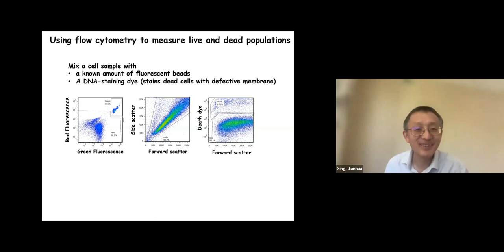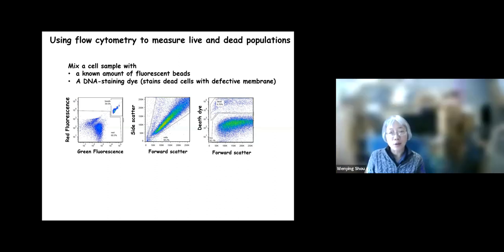Yeah. Those bead samples, we actually count them using different independent ways of counting, like a Coulter counter, under a microscope, using a hemocytometer, so that we get absolute abundance. We don't just want ratios. So the fluorescent beads give us the absolute abundance.